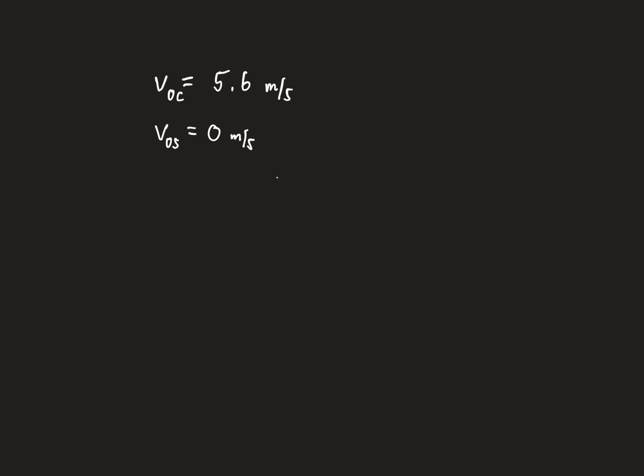Okay. So final velocity of the child, and that's just the child, they tell us is 5.6 meters per second. And they want the velocity final of the sleds equals what?